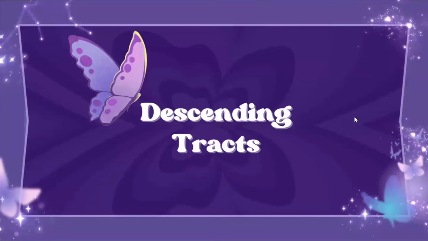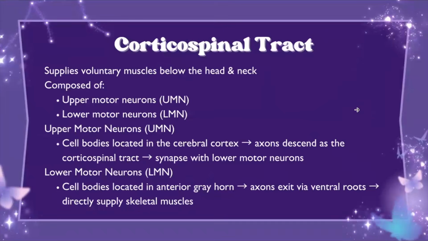Okay, now we will be talking about the descending tracts. So we will be talking about how the brain actually makes your muscles move, how you initiate movements. The voluntary muscles that are below the head and neck are all supplied by the corticospinal tract. All the voluntary muscles that are above the head and neck are supplied by the corticobulbar tract. That is not our concern. It will be discussed in the brainstem lecture. But do know that the corticospinal tract will supply all the voluntary muscles that are below the head and neck.